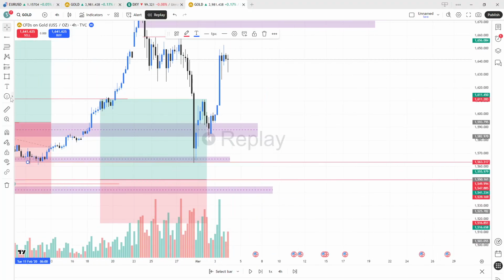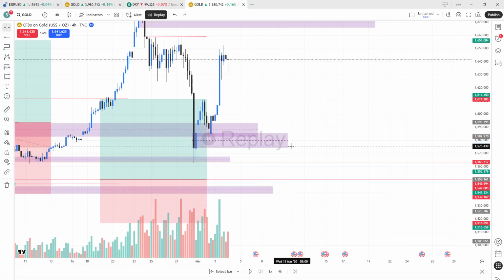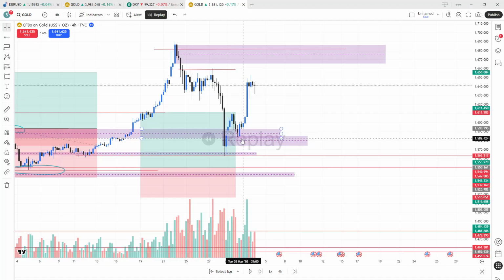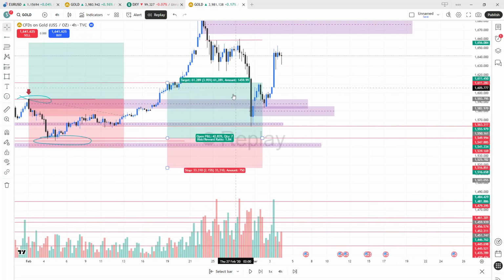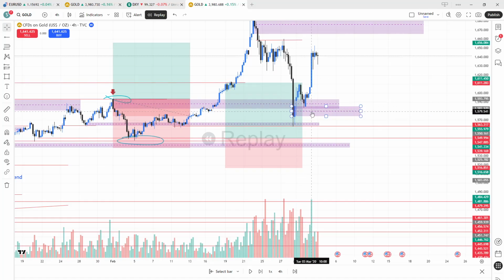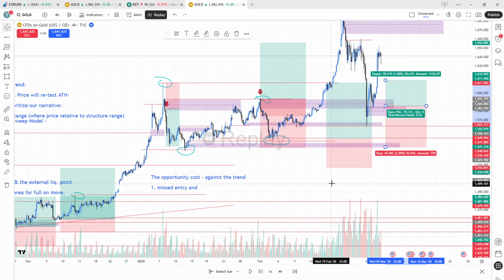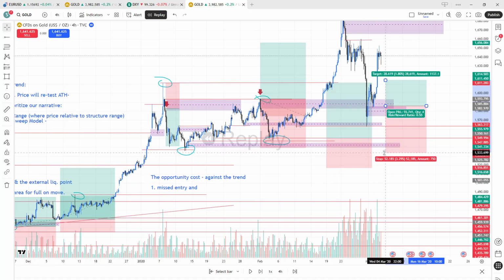But regardless, what we can say is that is still a sweep model in play, and price did come back and retest that for that continuation move, right? If price came back into here, we would just have to assume our risk for that long. So again, I just love the fact that this is a sweep, right?